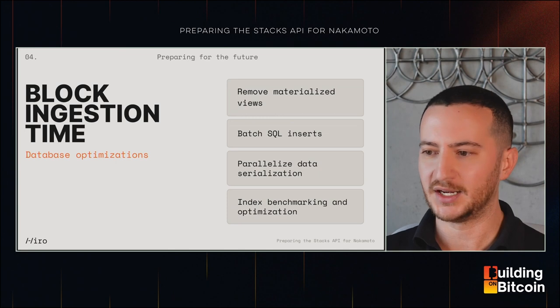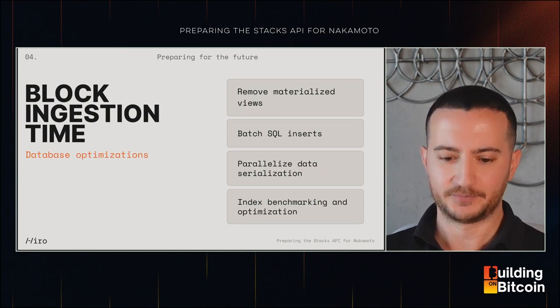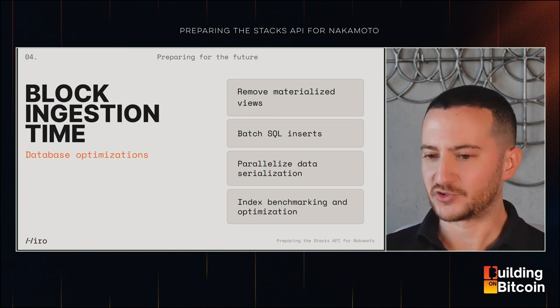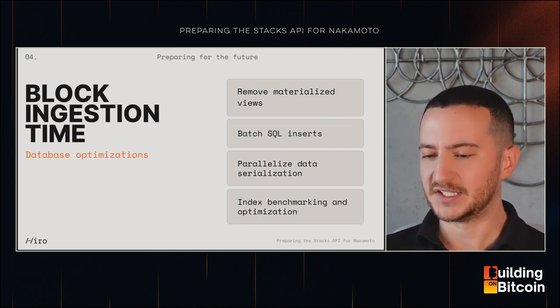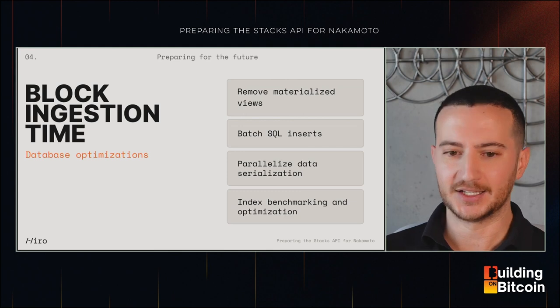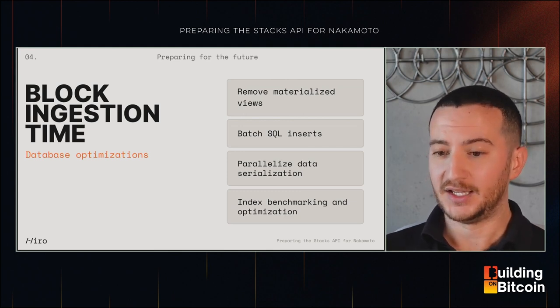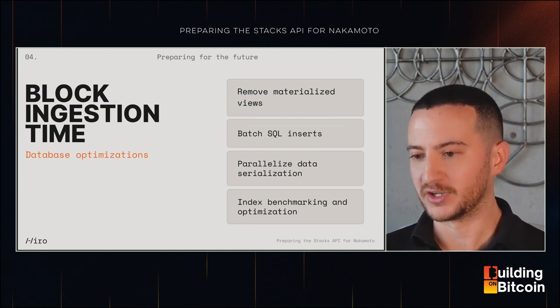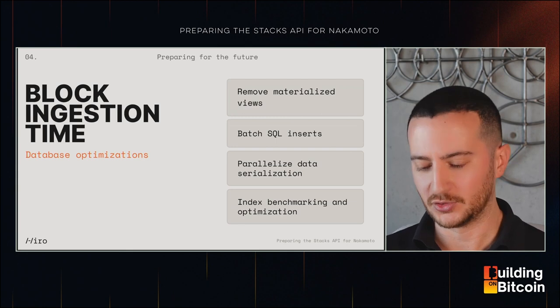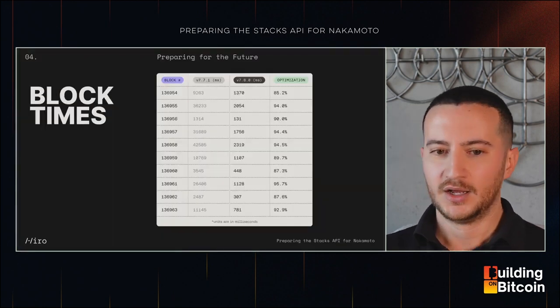So this was, again, a very tedious process, and I have to stress that it's super important that we get this right, because even if the Stacks network is fast and it confirms blocks quickly, if the API is slow, then the perception of the network being slow is what users will get, via the Explorer and wallet. So we can't do that.